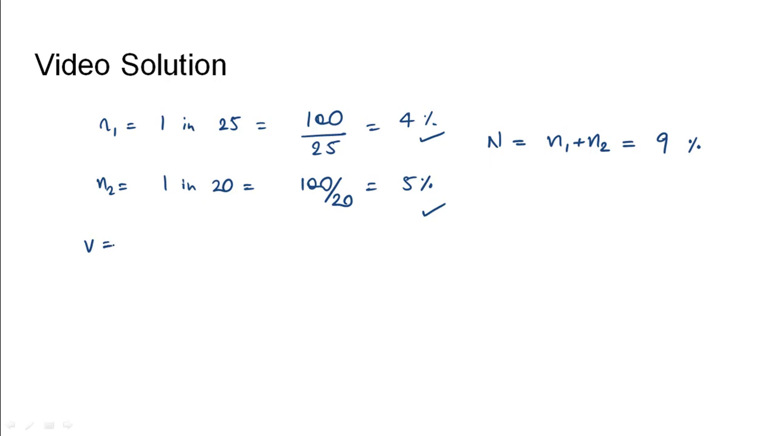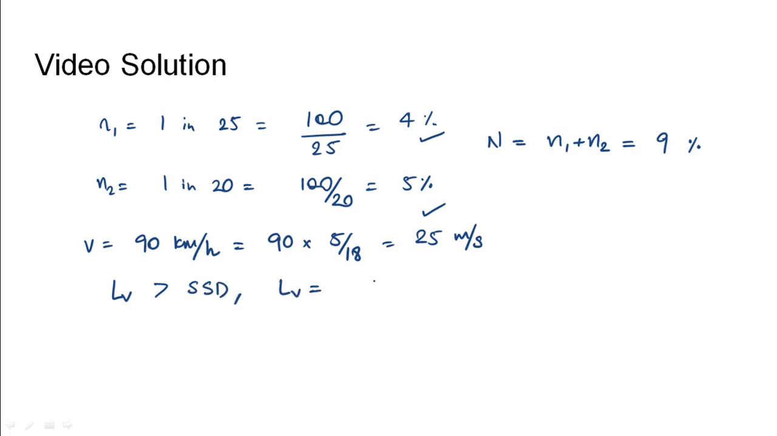The V value is given as 90 kilometers per hour. This can be converted into meter per second by multiplying it with 5 by 18, which would give the value as 25 meters per second. Now it is mentioned in the problem statement that the length of the valley curve is greater than SSD. So the equation that would be utilized is N S square divided by 1.5 plus 0.035 S. Now we need to find the value of S.